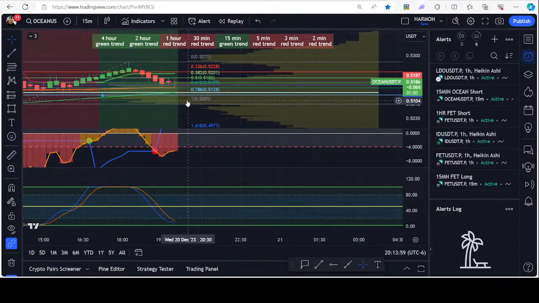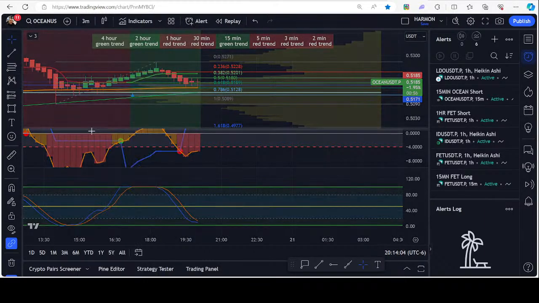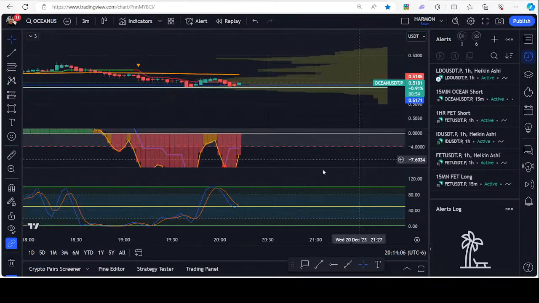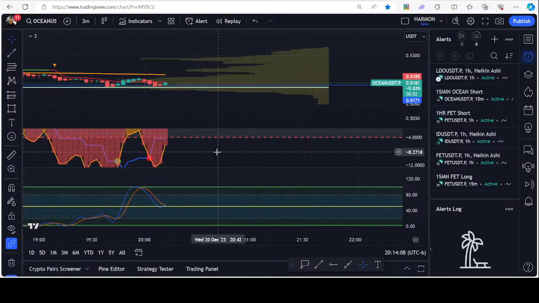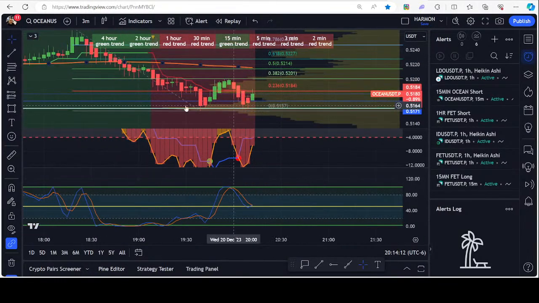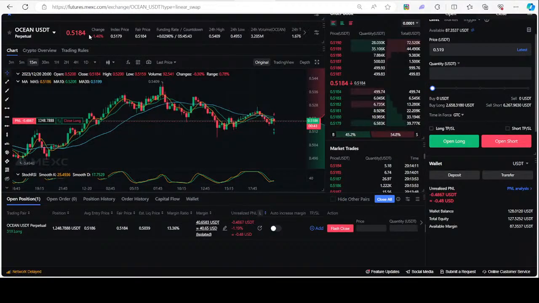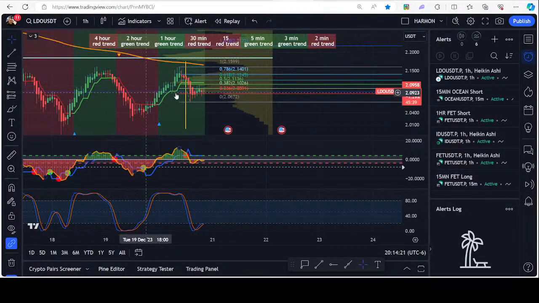All right, so digging into Ocean here, 15-minute move down, and we're going to claim in here. We're going to be looking for a moon and a trend here for our long positions here. I don't think this is going to bounce too much here. Kind of like an in and out here. All right, LDO. Let's see where we're at.